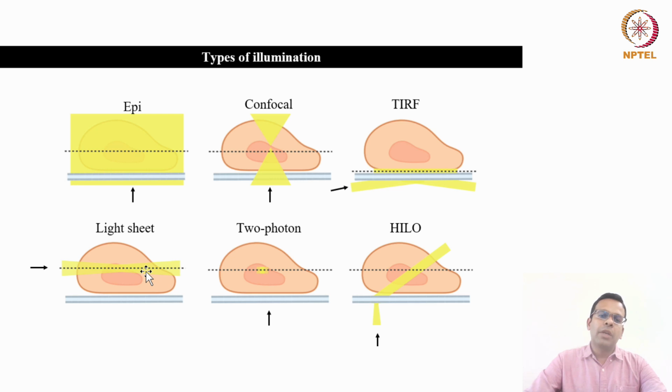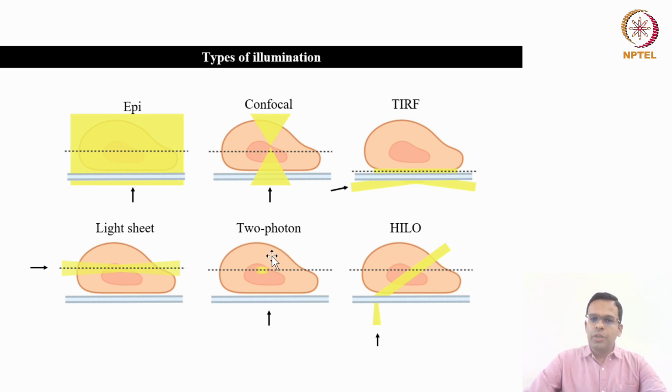Okay, so this way you can avoid the fluorescence from the molecules which are above and below the focal plane. So this is your focal plane, and you are passing a sheet of light at the focal plane. So this way you are avoiding the illumination of the molecules which are above or below the focal plane.